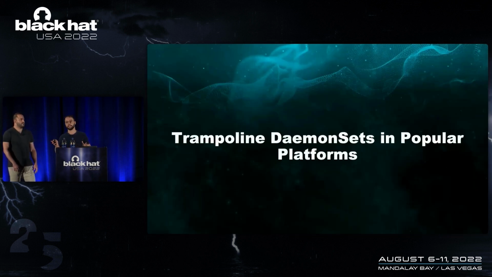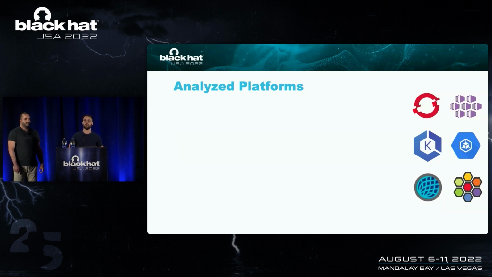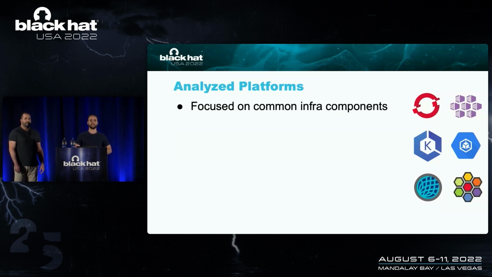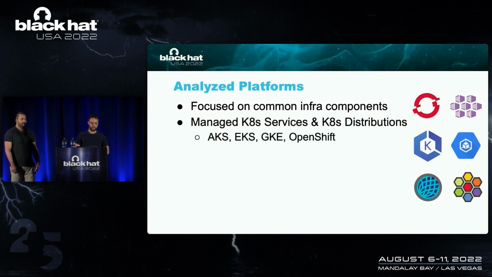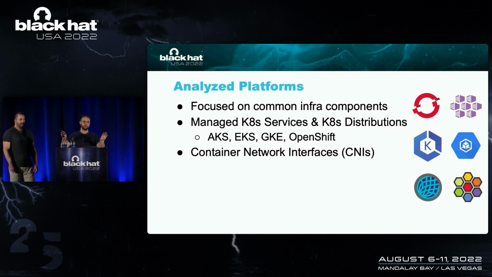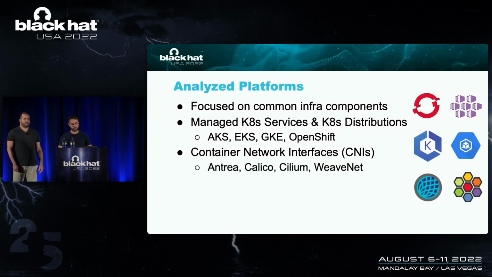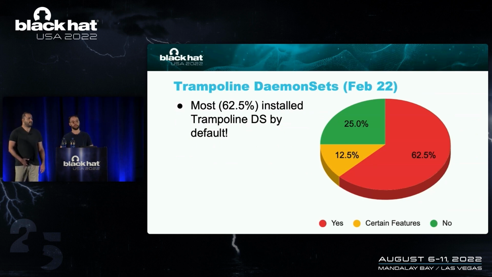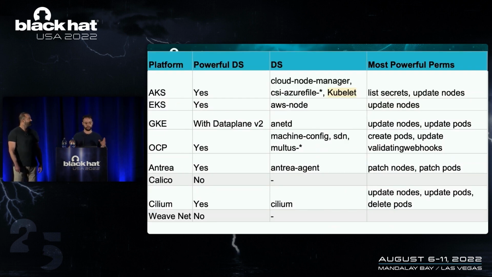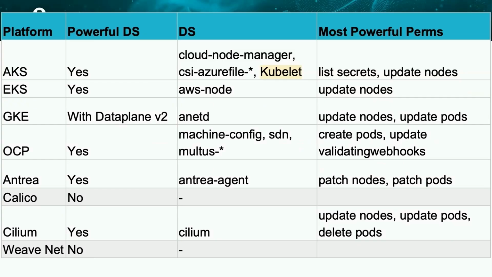And that's really what we tried to do in this research. We looked into the most popular Kubernetes platforms. Some of you are probably users of those platforms. And we looked for trampoline daemon sets. The platforms we looked into are mostly the infrastructure layer, so managed Kubernetes services like AKS, GKE, EKS, OpenShift. And we also looked into container network interfaces, basically the network infrastructure of the cluster. We looked into popular projects like Calico, Antrea, Cilium, and WeaveNet. And what we found when we looked at those projects back in February of this year is that most of them actually installed trampoline daemon sets by default. Another 12% installed them given a popular feature was enabled. This is actually a breakdown of the trampoline daemon sets back in February in each of those platforms. And so you can see which platform had powerful daemon sets, which were those daemon sets, and what were their powerful permissions.